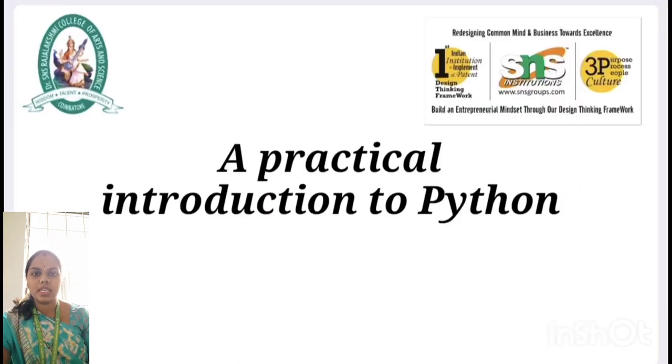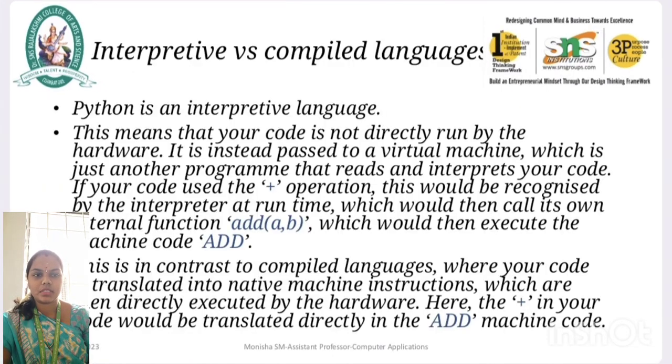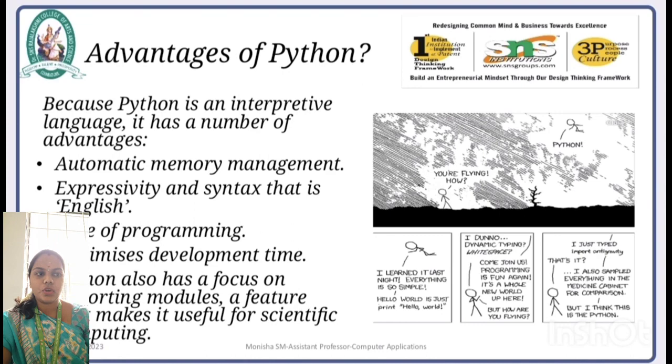Today we are going to see a case study about Python: interpreted versus compiled languages. Python is an interpreted language. This means that your code is not directly run by the hardware. It is instead passed to a virtual machine, which is just another program that reads and interprets your code. If your code used a plus operation, this would be recognized by the interpreter at runtime, which would then call its own internal function add(a, b), which would execute the machine code add.